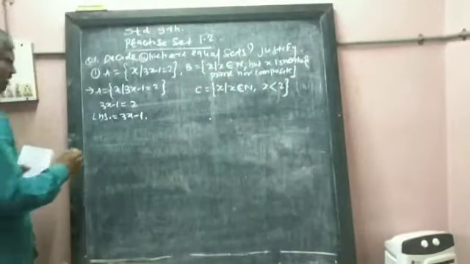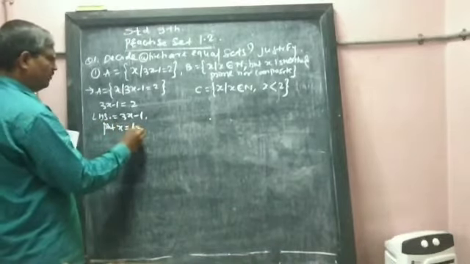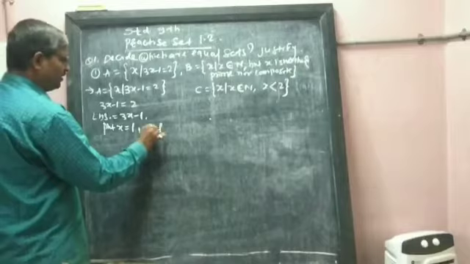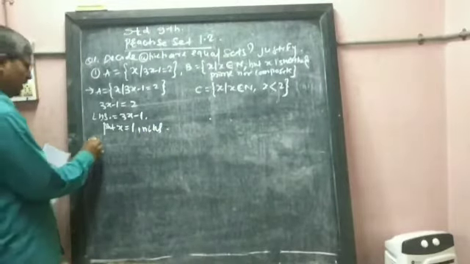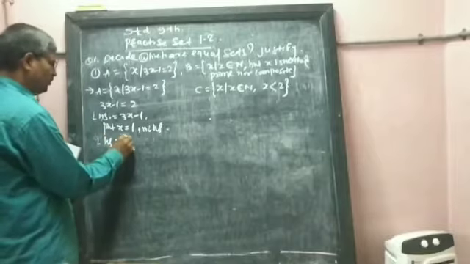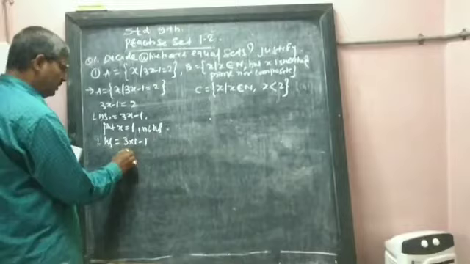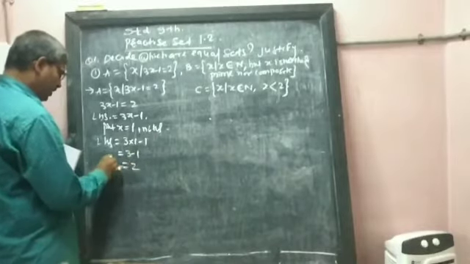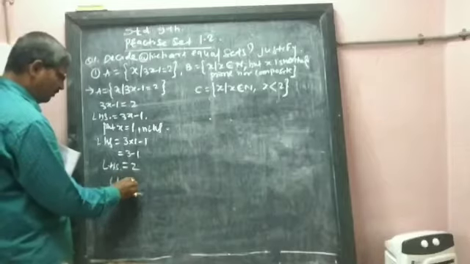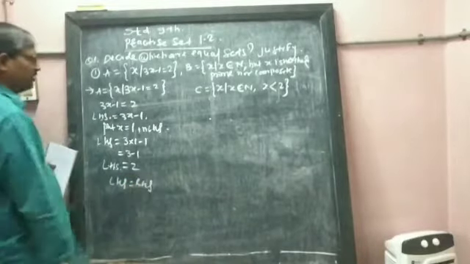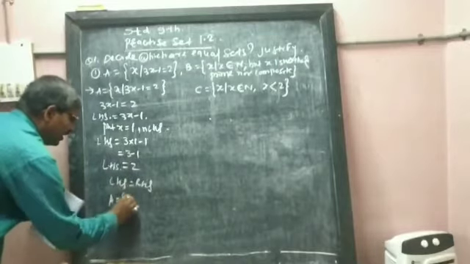So I am taking, put x is equal to 1 in LHS. LHS means left hand side. Okay, start. LHS is equal to 3 into 1 minus 1, 3 into 1 is 3, 3 minus 1 is 2. LHS is equal to 2. Means LHS is equal to RHS. Therefore, the element of set A is 2.